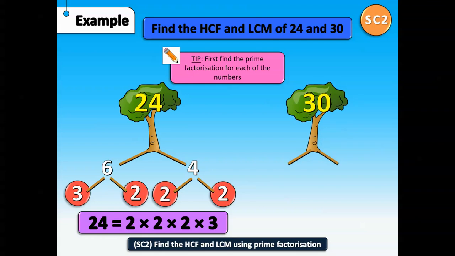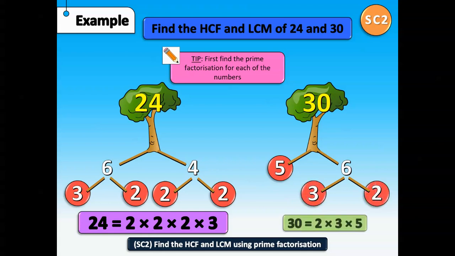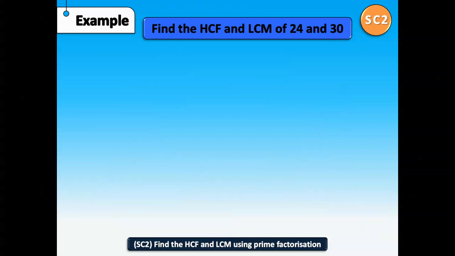Then we do 30. And 30 can be 5 and 6. 5 is prime. 6 isn't. 6 is 3 times 2, and 3 and 2 are both prime. Well, 30 is 2 times 3 times 5. Now we're going to use these prime factorizations to find the highest common factor and lowest common multiple of 24 and 30.